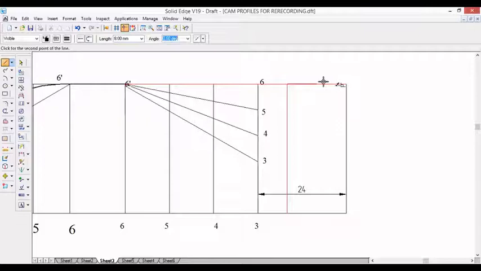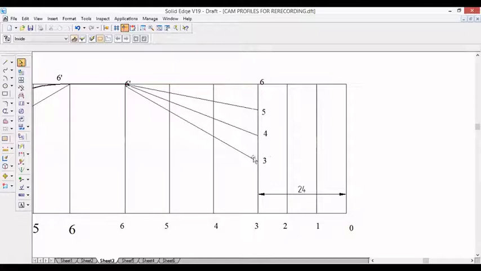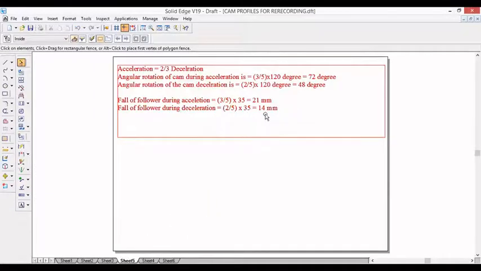Every 8 mm, 0 degree. So here we are divided into three equal parts. So this is 2, 1 and 0. Since the deceleration part we divided into three equal parts, out of this lift, this part we completed as the acceleration part. The retardation part, what we left out, is 14 millimeters.